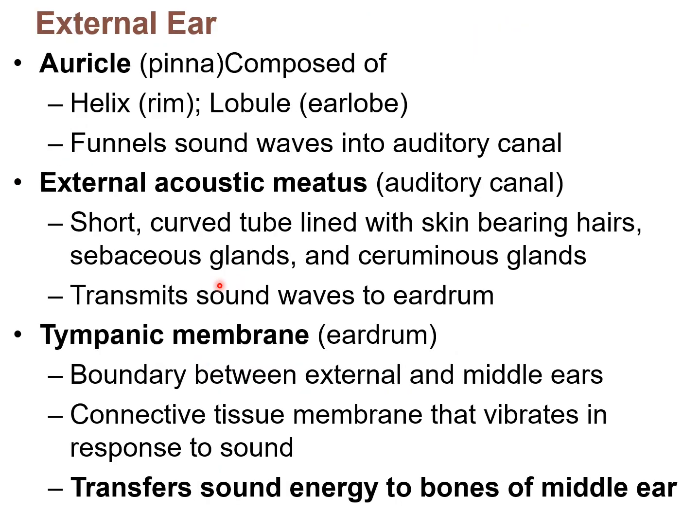We're going to go through the structures and function of the external ear. It involves the auricle, the external acoustic meatus, and the tympanic membrane. So here's the write-up for it. I'm going to explain these three structures and what's going on here on the next slide.